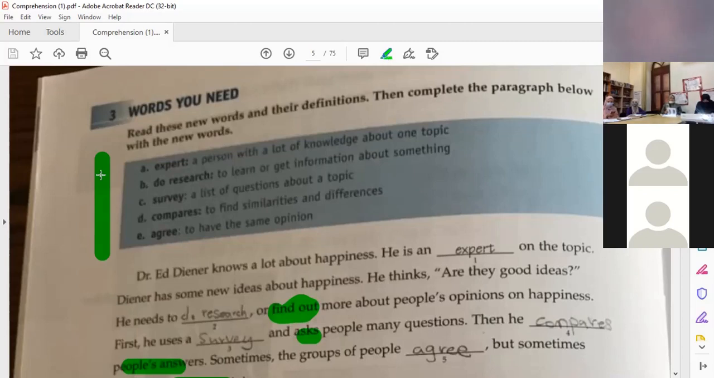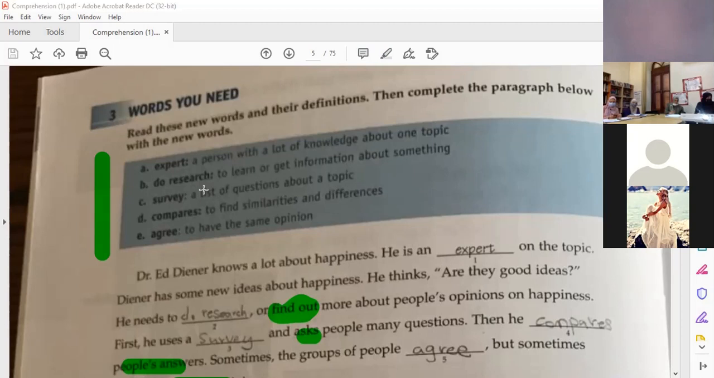Expert. What is expert here? Expert is a person who knows a lot of information about one topic. I gave you an example, like Miss Nadia. She's an expert. She read a lot about English or linguistics. So she, as a linguist, knows a lot about one topic. So she is what? An expert. Why are you guys shy?